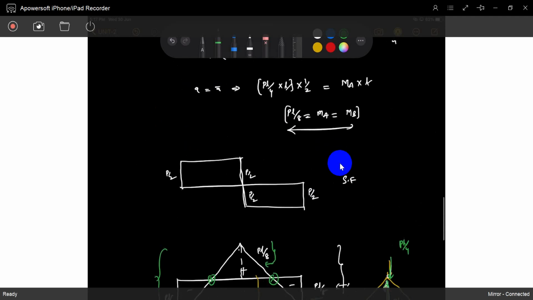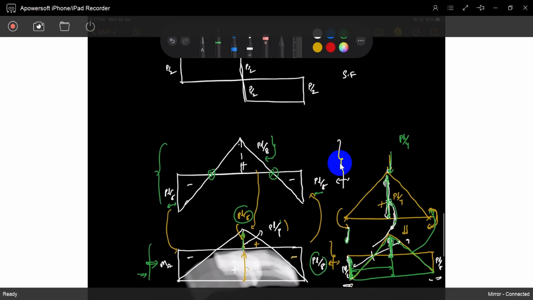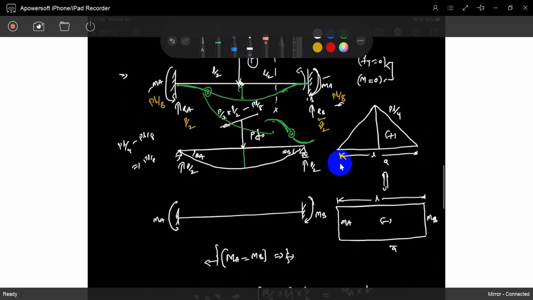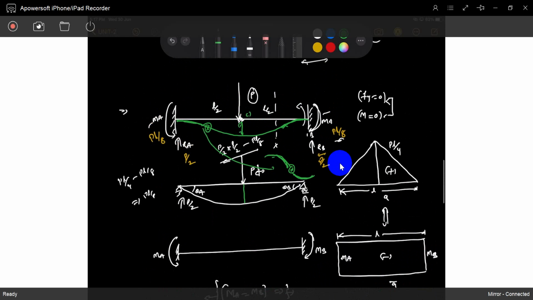At what distance? You can easily say it's L by 2, no? So in total it is L by 2, so it will come as L by 4. No need to find it out, it's L by 4. Now I want to find out the deflection at C. So what is the deflection you can find?